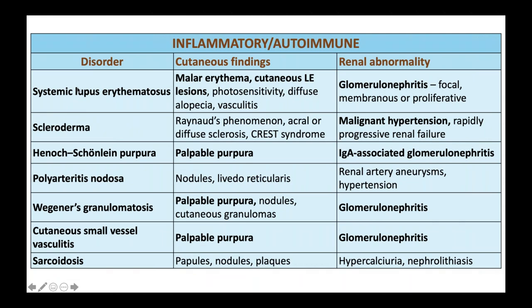Then other important and common entities are SLE, systemic lupus erythematosus, which presents with a typical malar rash, and lesions of cutaneous lupus erythematosus, which can be of various types, photosensitivity, diffuse alopecia, which is also known as lupus hair, and lesions suggestive of vasculitis. Then scleroderma or systemic sclerosis is going to have binding down of skin or sclerosis and Raynaud's phenomenon. And sometimes there can be pigmentary changes as well. The association is with malignant hypertension. Then sarcoidosis can have variable skin manifestations ranging from papules and nodules to plaques.